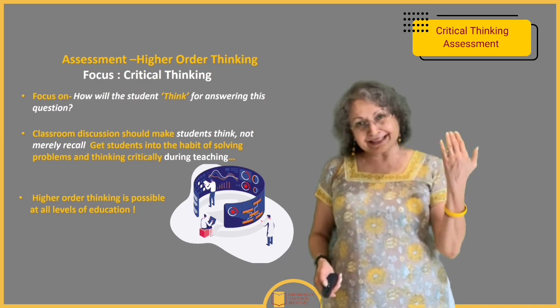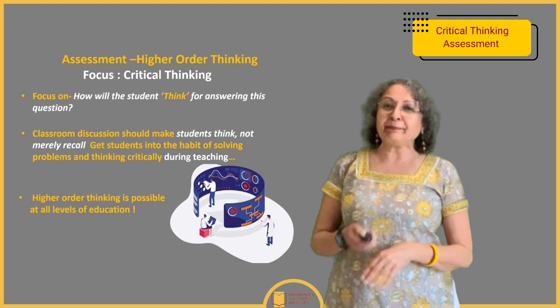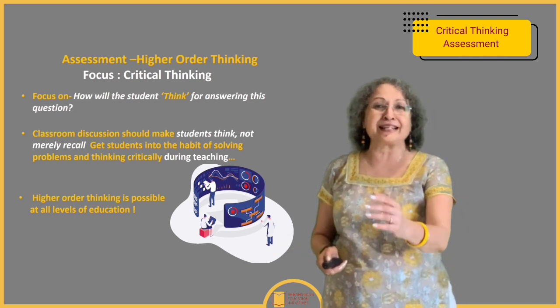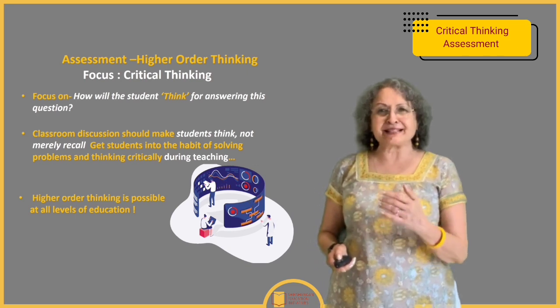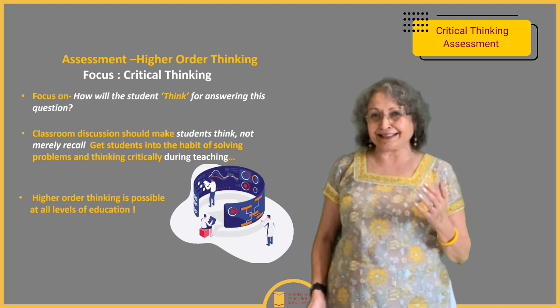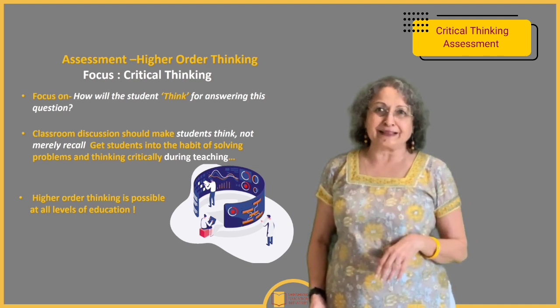Again, higher order thinking, including critical thinking, can be done at all levels: foundational, primary, preparatory, middle, as well as secondary. All stages, 5 plus 3 plus 3 plus 4, at every stage we can do critical thinking and also assess it.